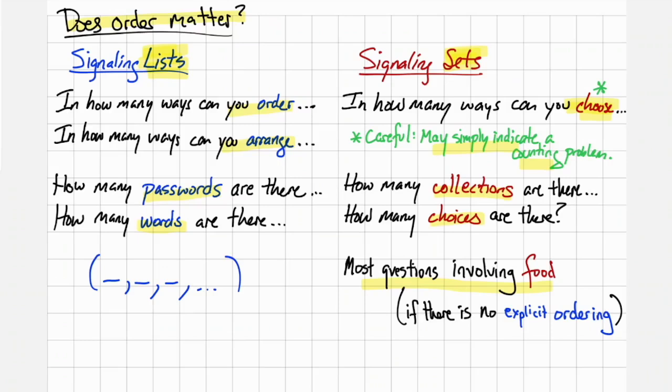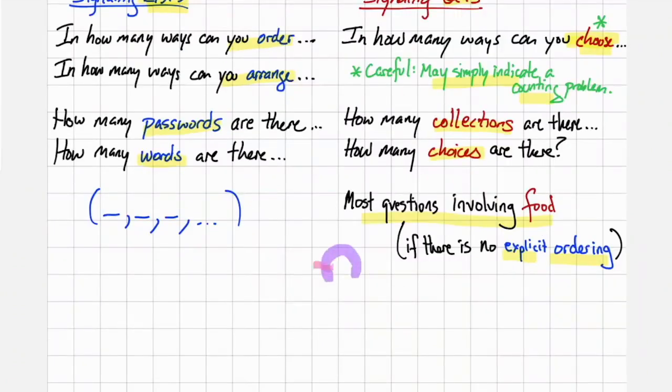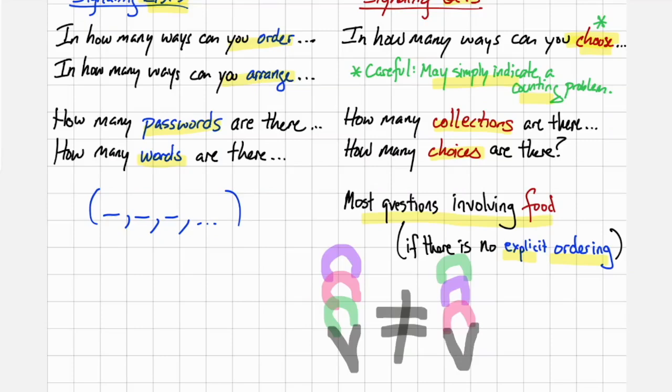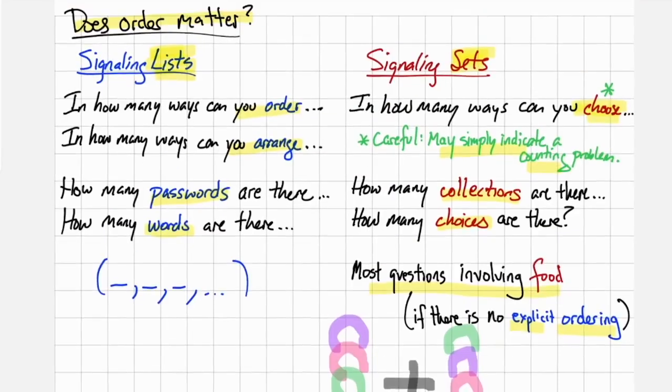But again, read carefully. There may be an explicit ordering on your food. For example, making an ice cream cone with purple, pink, and green scoops in one order may not be the same as an ice cream cone with green, purple, and pink scoops on the top. All this will depend on the context of the question.